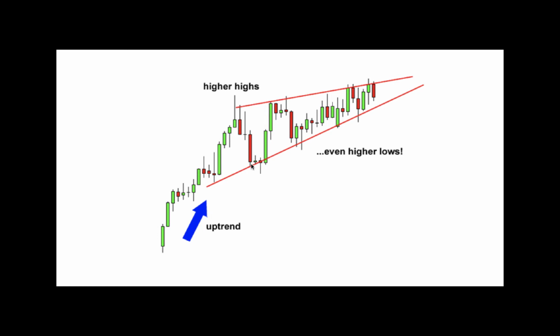So the distance between here, which is one of your first points, and here, your second point, would be the distance that you're going to fall after the breakout. So if a candle breaks outside, after that candle you're going to see a fall of a distance between here and here.